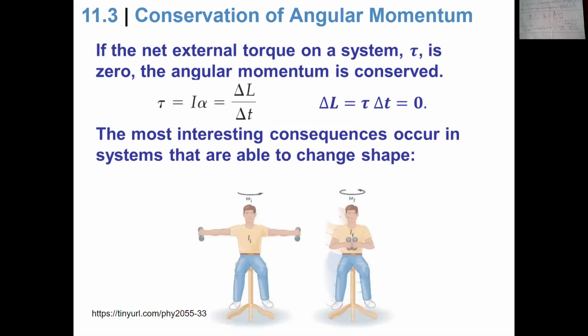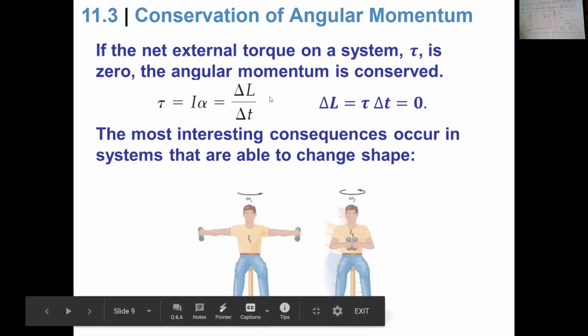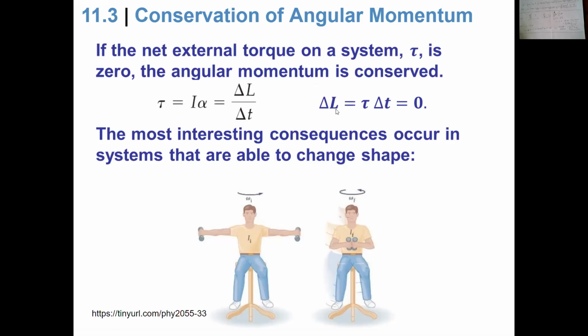Next section here, we'll be talking about conservation of angular momentum. Similarly, when we talked about linear momentum and later the dynamics of motion of an object by looking at the time derivative of momentum, here we'll be looking at the conservation of angular momentum. If the net torque is equal to 0, so tau is equal to 0, then delta L over delta t should be equal to 0, which tells you delta L is 0. That means the angular momentum is conserved.